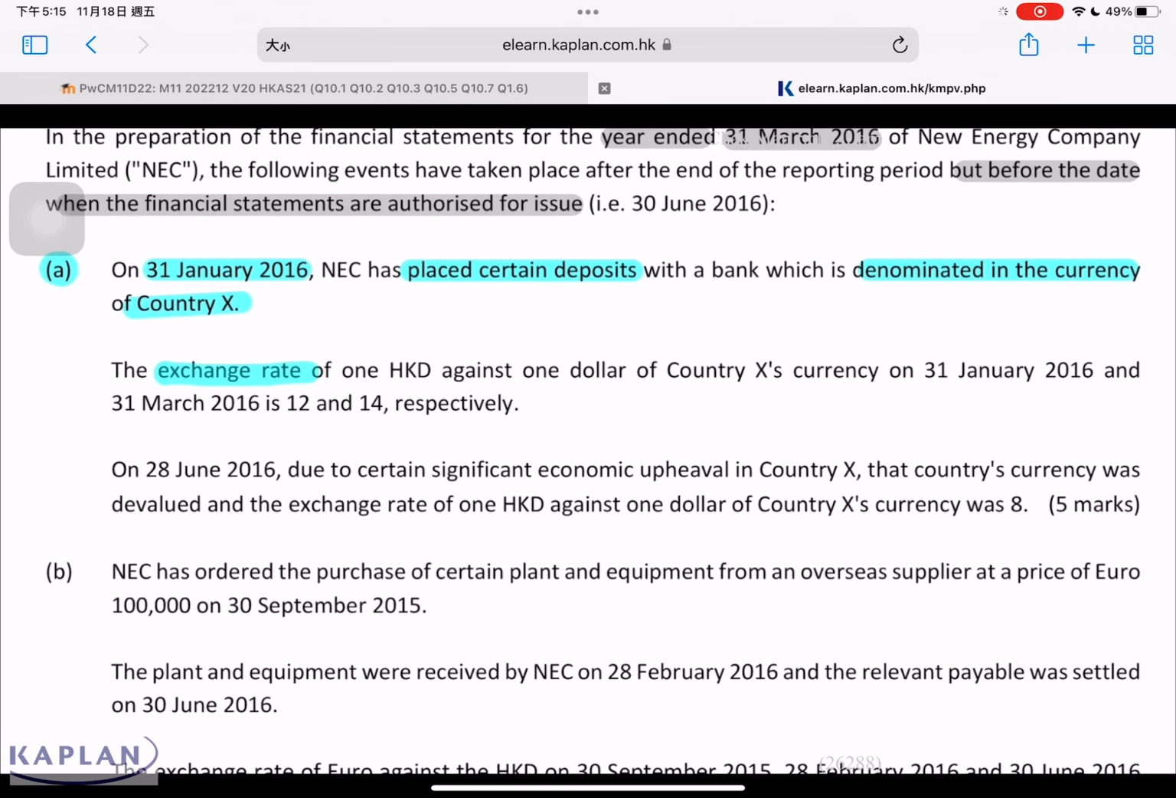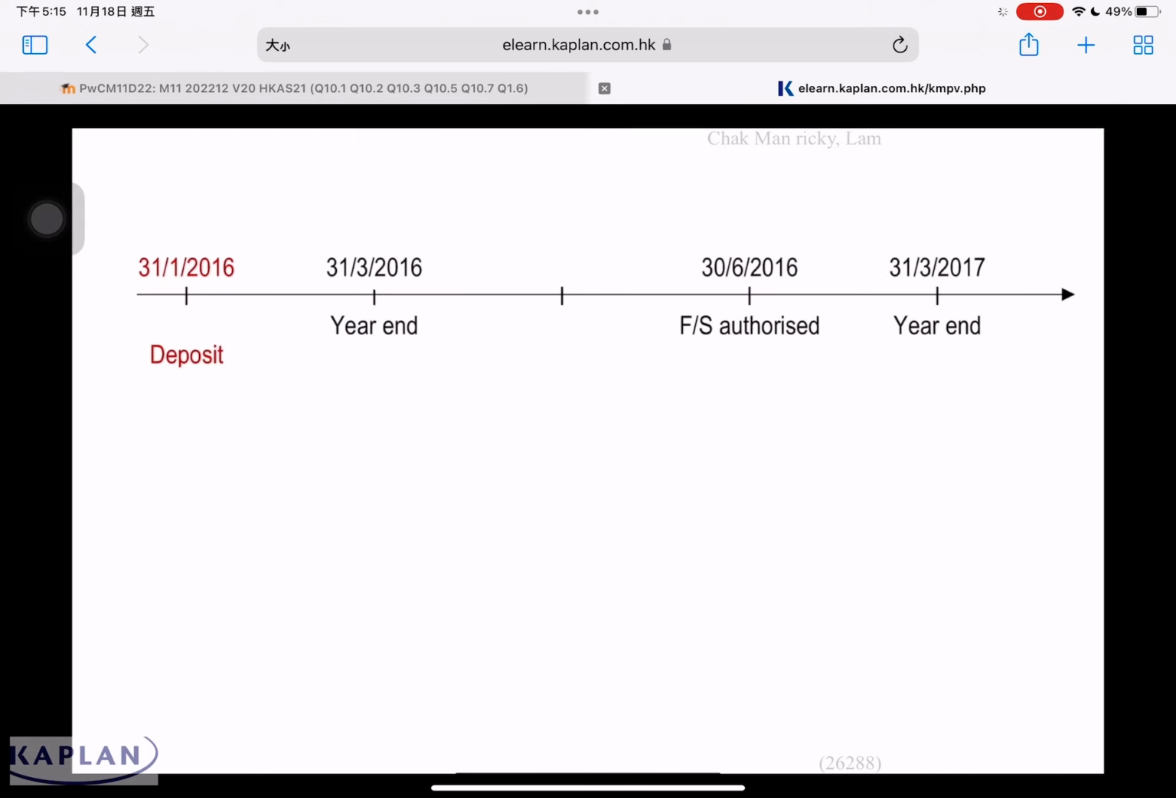The exchange rate of $1 Hong Kong dollar against country X currency on 31st Jan 2016 is 12, and on 31st March it is 14. 12 is the spot rate, 14 is the closing rate. A deposit in foreign currency must be recorded in functional currency initially at the spot rate, 12. Given this, the deposit is a monetary item.